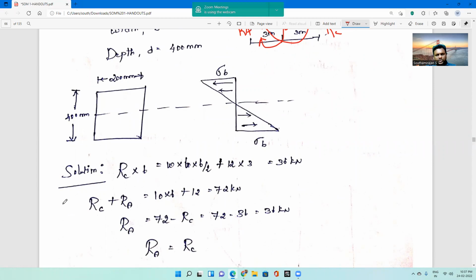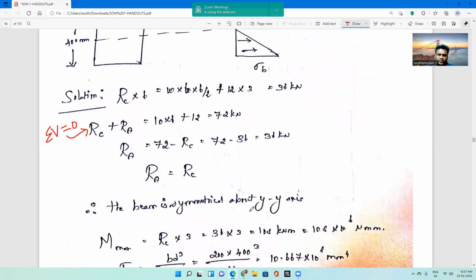Next, by applying the equilibrium condition, summation V equal to 0, we know that RA plus RC equal to 10 into 6, that is load into distance, plus the point load 12 kilonewton, total is 72. We previously calculated RC equal to 36 kilonewton. So RA equal to 36 kilonewton. From observation, RA equal to RC equal to 36 kilonewton.